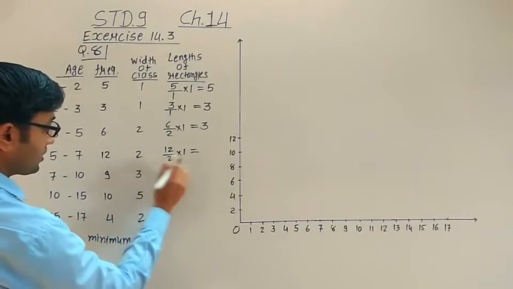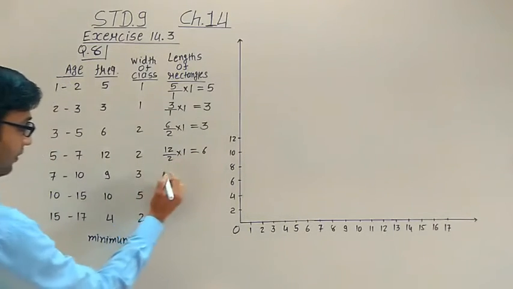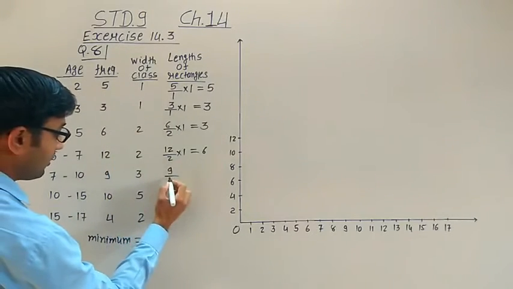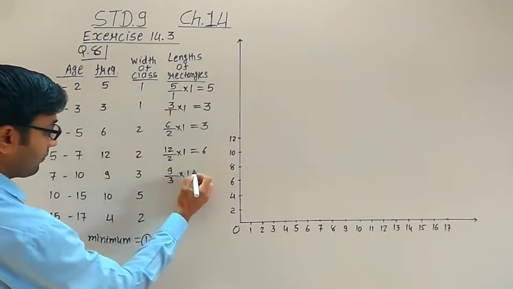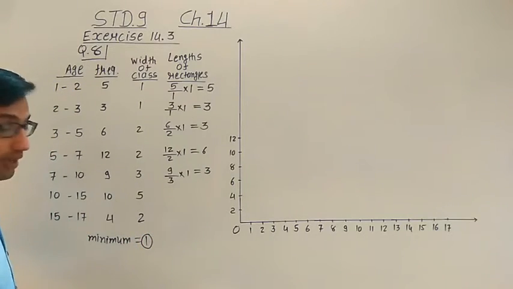So here also 2 sixes are 12, we can cut, and 6 ones are 6. Here also the frequency is 9, divide it by its class width, and the minimum class width is 1. So 3 threes are 9 and 3 ones are 3. Here we get the answer 3.